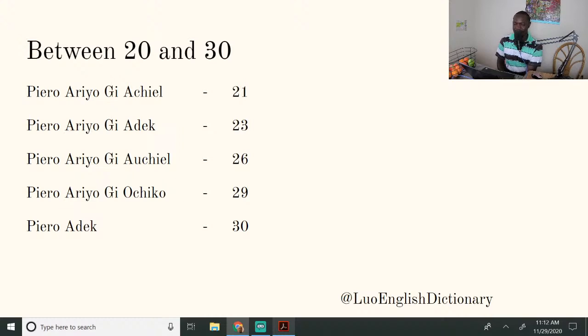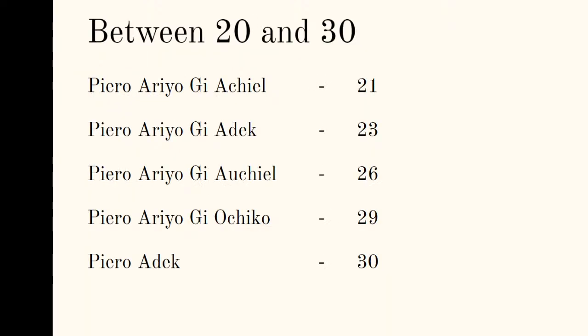So I'll just repeat that. Piero ariyo gi achiel. Piero ariyo gi ariyo. Piero ariyo gi adek. Piero ariyo gi ang'wen. Piero ariyo gi abich. Piero ariyo gi auchiel. Piero ariyo gi abiriyo. Piero ariyo gi aboro. Piero ariyo gi ochiko. Piero adek.